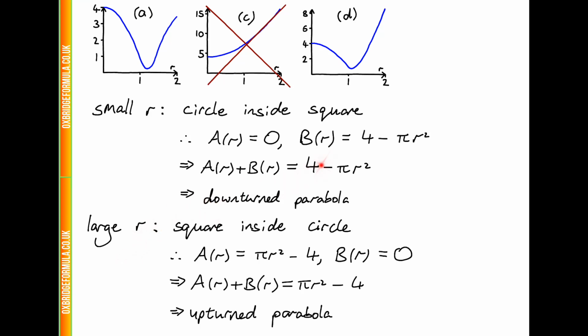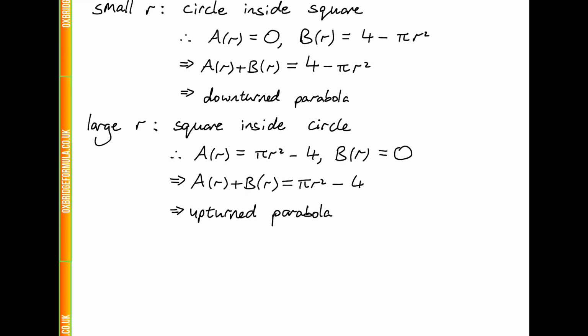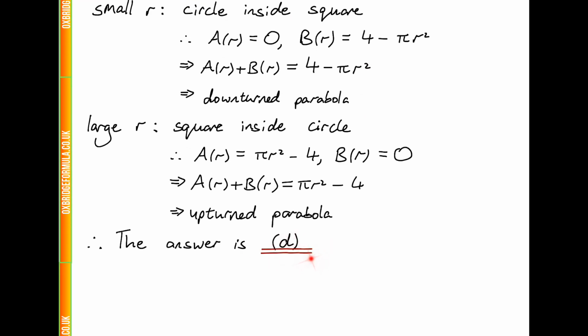So if we look at D, we can see this is a parabola which is turning up. However, A we can see is downturned and it's curving around like this. So therefore A is not a possible sketch of A of r plus B of r. And so by process of elimination, we are just left with option D. So we can see that D must be the sketch of A of r plus B of r. So our conclusion is that the answer is therefore D. So we are done with the question.